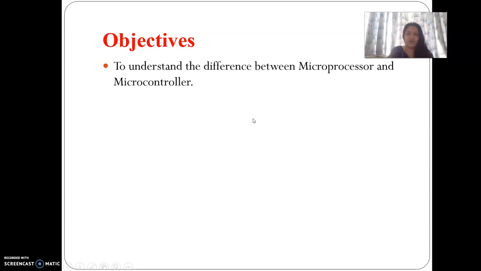The objectives of this particular video are to understand the difference between microprocessor and microcontroller. After understanding the difference, we are going to move towards the microcontroller, where we are going to learn the different criteria for choosing the microcontroller.